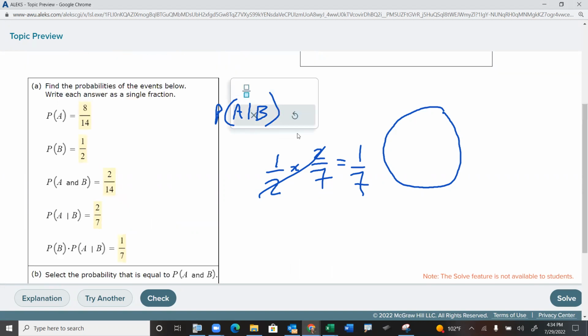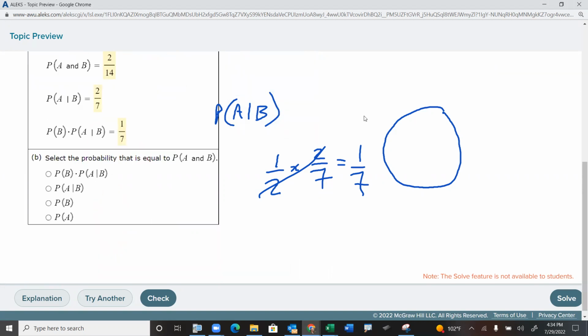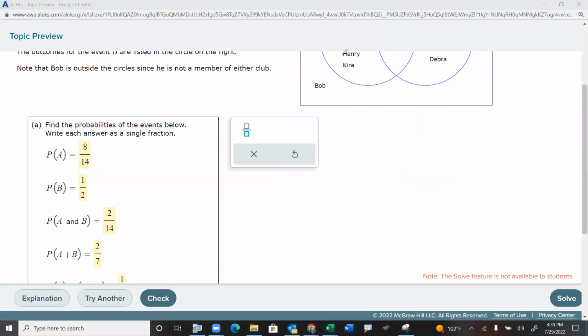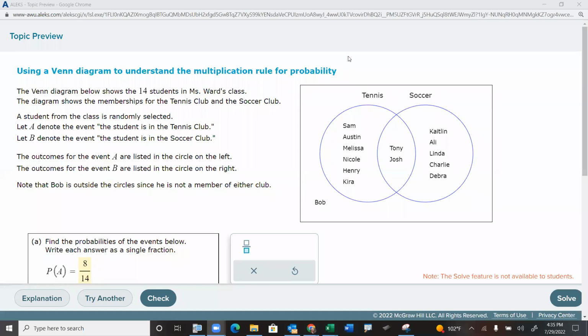Now, just for practice sake, what else we got? Just for practice sake, where's the clear button? I get rid of that stuff. If I said, what is the probability of B given A? All right, pause the video right now and try to figure it out on your own. I hope you paused it. Okay, because here I go.